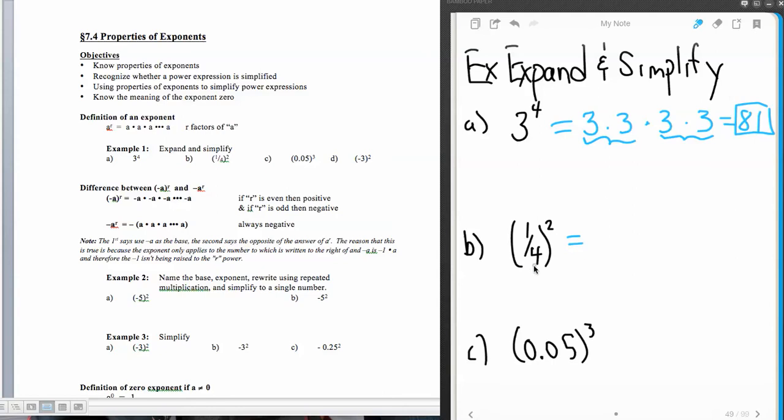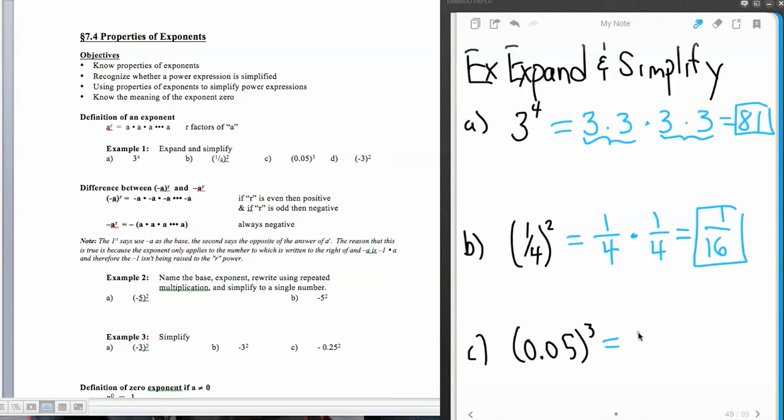It doesn't matter if there's a fraction in there or not. Remember that that just means use what's inside the parentheses. What's being raised to the 2nd power is a base, used as a factor 2 times. So 1 times 1 is 1, and 4 times 4 is 16. So 1/4 squared is 1/16.